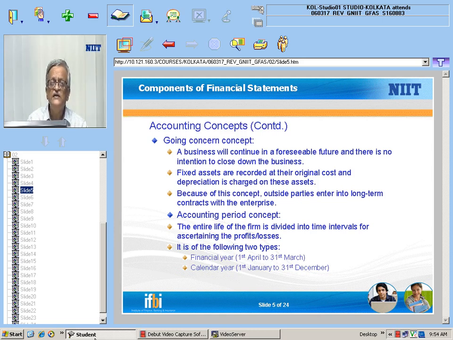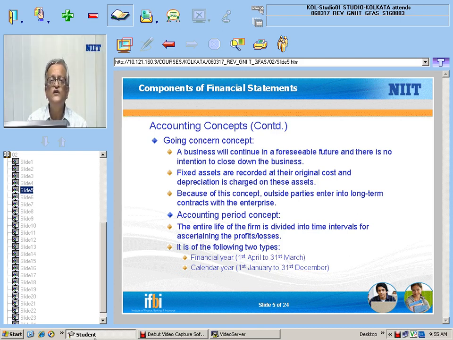And financial year depends on the country. In our country, financial year is 1st of April to 31st of March. So 31st of March is the financial year ending for the organizations and for everybody. So this is the accounting period concept. The entire life of the firm is divided into time intervals. Two parts are there. One is the financial year and the other is the calendar year.